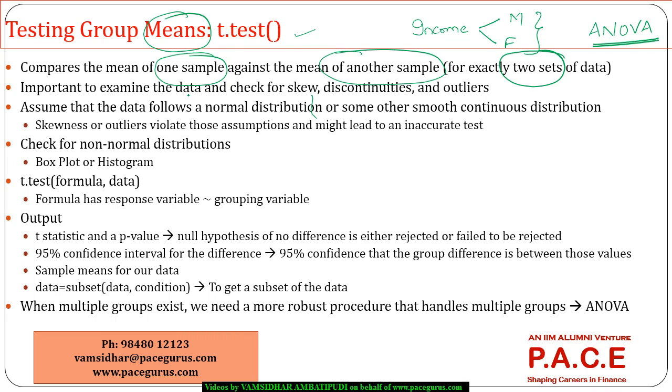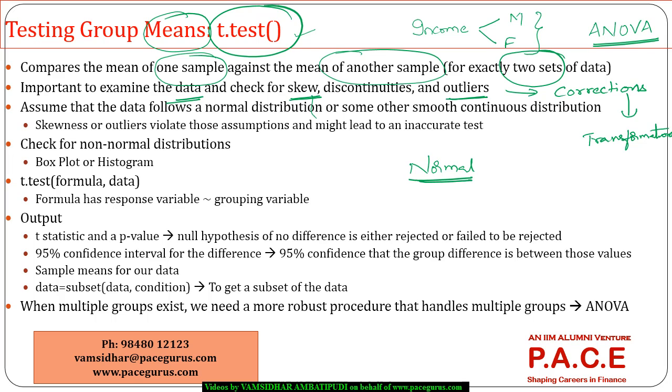But of course, before we execute the entire t-test, which can be executed through this simple formula t.test, I have to examine the data, check if there is some level of skewness present in the data, if there are outliers in the data, and if at all they are present, I have to have some kind of corrections to the data, or I have to get into some kind of transformations on the data, which will help me make my data more and more closer to normal. The t-test actually assumes that my data follows a normal distribution.